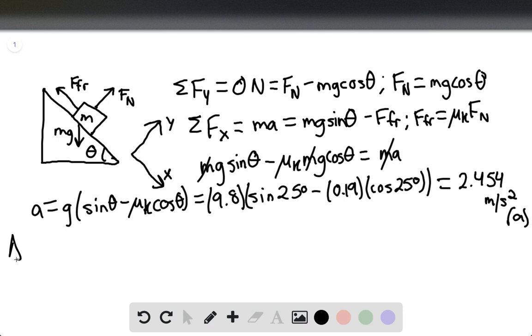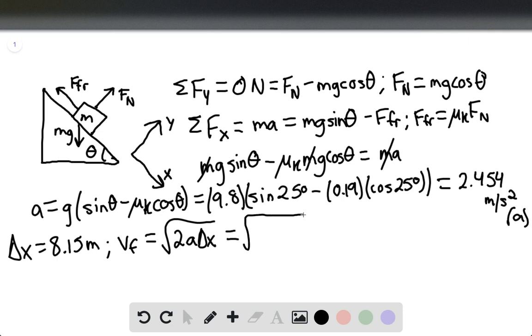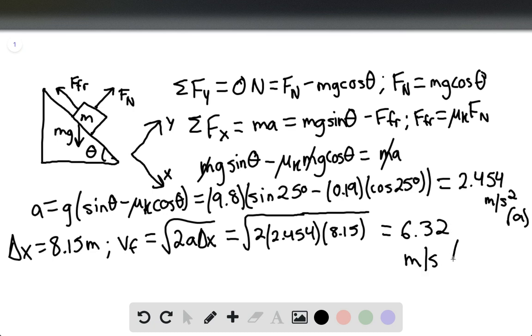But in order to find the final speed, we can use kinematics. So we know that delta x equals 8.15 meters, which means that we can simply do Vf equaling radical 2a delta x, and this equals radical 2 times 2.454 times delta x of 8.15. And we have a final velocity equaling 6.32 meters per second. This will be your answer for part B.